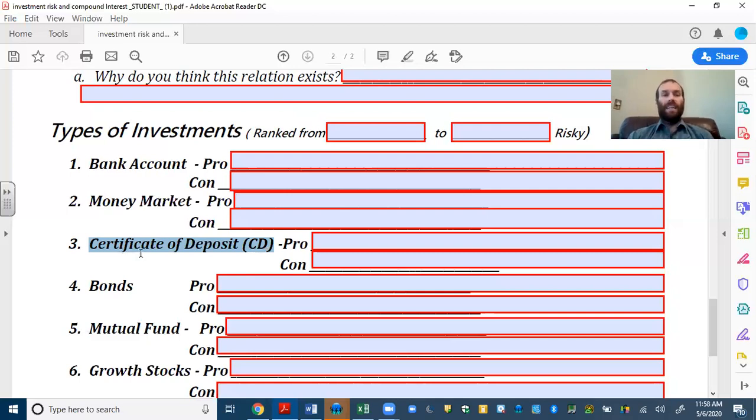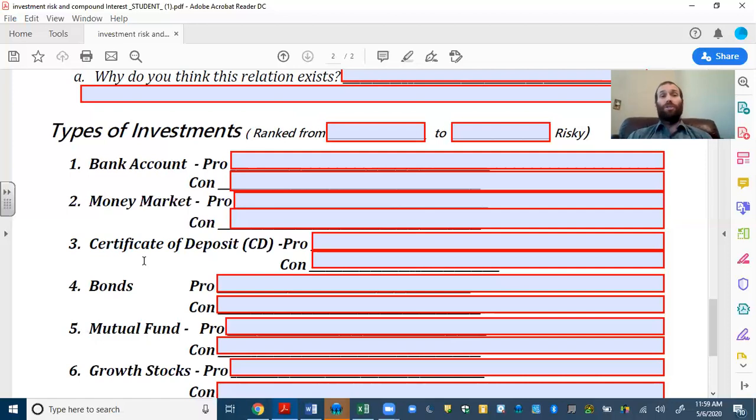So a CD is where you give the bank a certain amount of money and you essentially promise to not touch it for a certain amount of time. There are things like 1 month CD, 3 months, 6, 9 month, year CDs, 18 month, 2-year CDs. I think I've even heard of a 3-year CD. So for whatever time period you agree upon, you promise not to touch it.